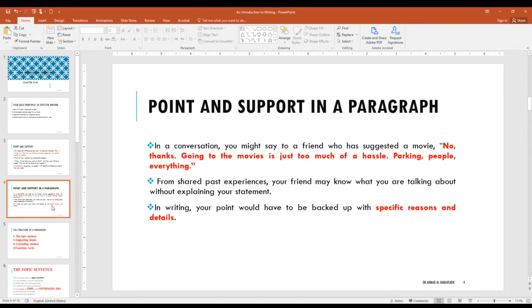Again, you should keep in mind that your readers will not take any idea you present on faith. They will not believe you in every point you raise unless you support this point or this idea with logical reasons, logical evidence, and so on.